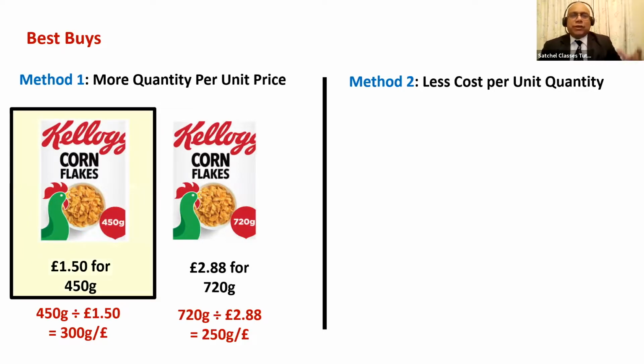So we found out the amount or the quantity that you get per unit price, per pound you spend, and the one which gave you more quantity was definitely a better deal, right?